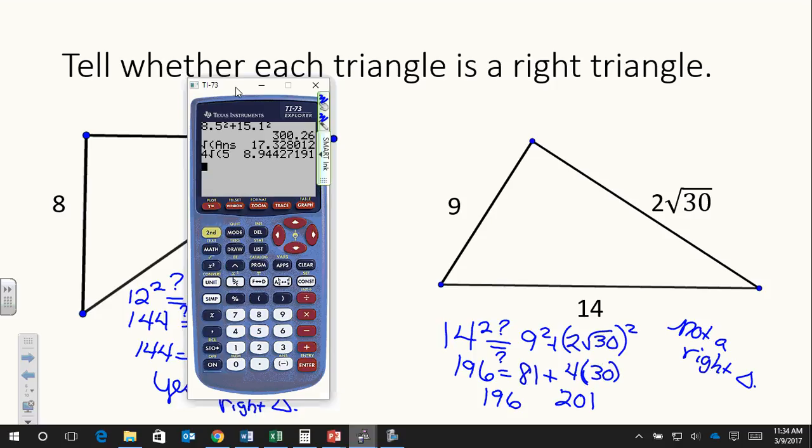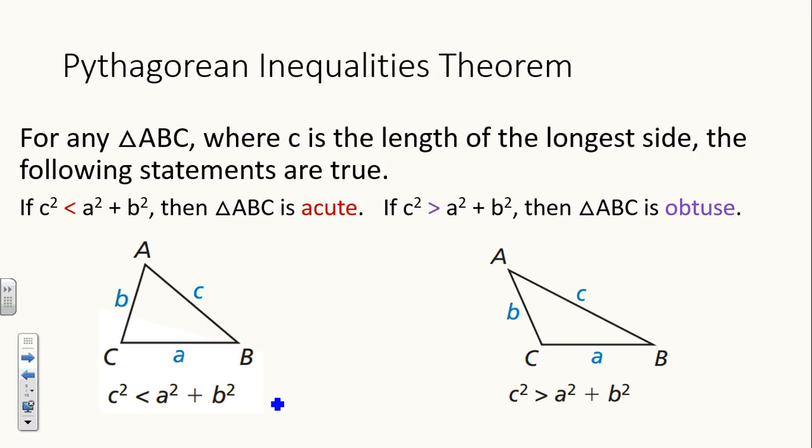Questions on this one? All right, so here comes the last piece. The last part says that if you compare the square of the longest side with the sum of the squares of the other two sides, and the sum of the squares is bigger than the largest side squared, the triangle ends up being acute, less than 90 degrees. All angles less than 90 degrees. But if you compare them and the longest side squared is bigger than the sum of the squares of the other two, then it's an obtuse triangle.